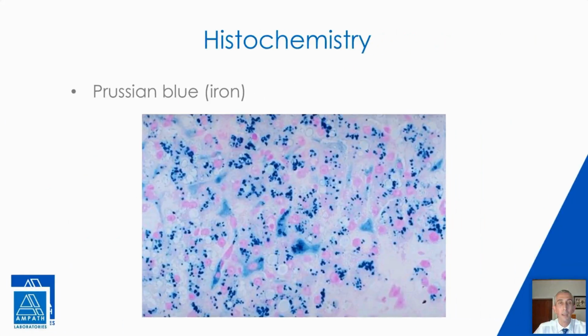Here is a Prussian blue stain. Now, this is very useful in liver pathology. It identifies iron, and this is a case of hereditary hemochromatosis, with accumulation of iron in the form of these granules in the hepatocellular cytoplasm.